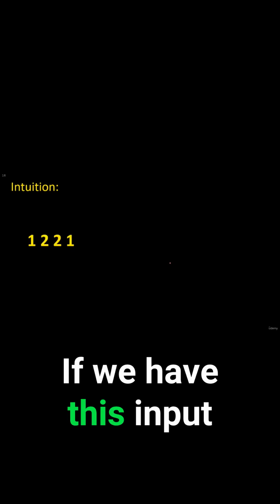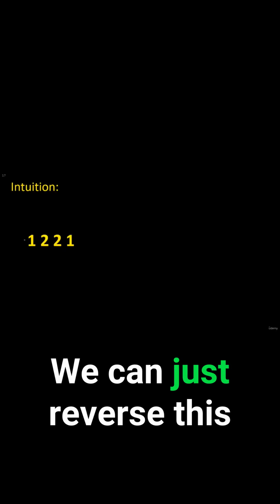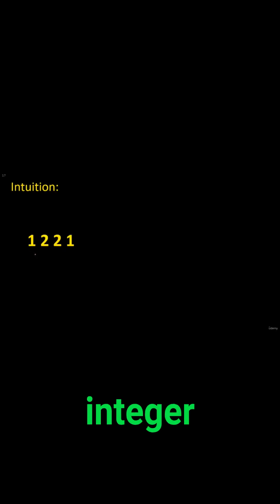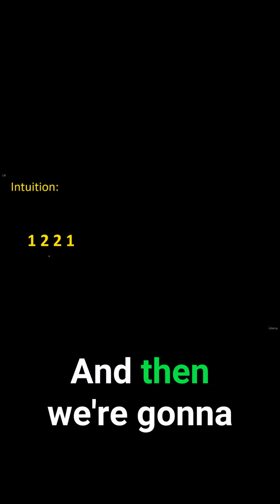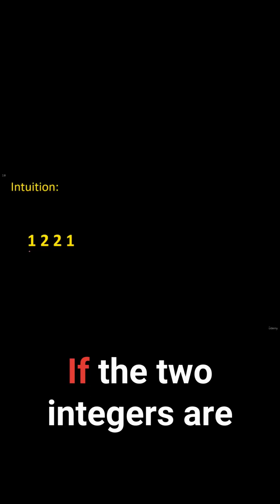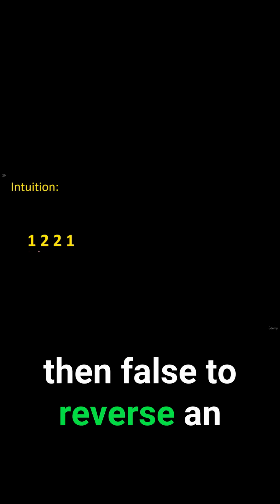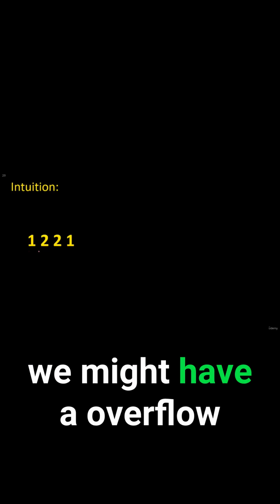If we have this input, then how can we solve this? First, we can just reverse this integer, right? And then we're going to check the reversed integer with the given integer. If the two integers are the same, then we're going to return true. If not, then false. To reverse an integer, we might have an overflow.